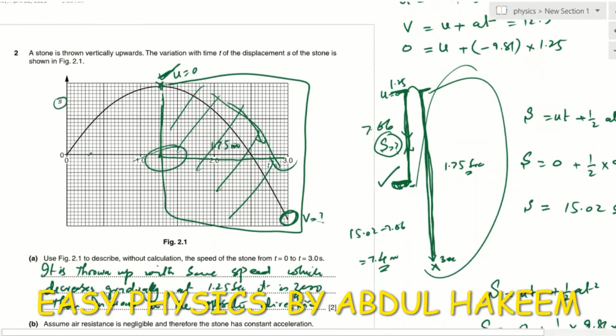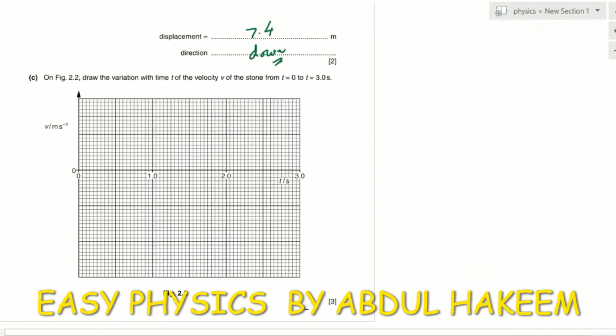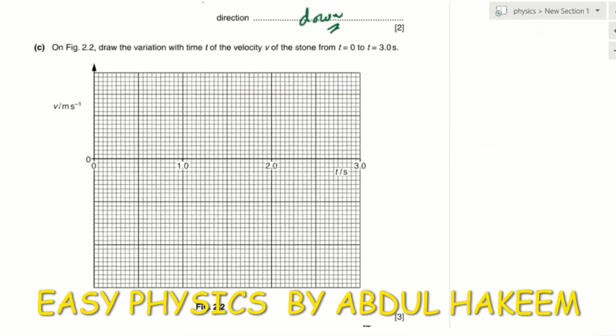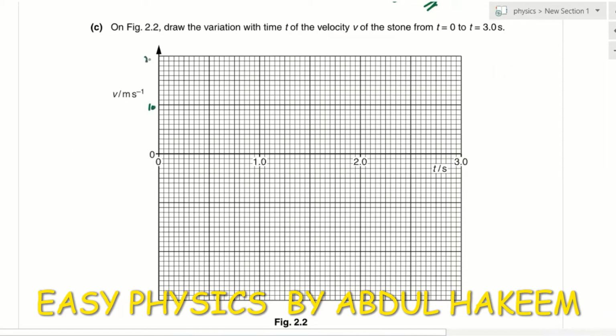So on the graph here, the scale at the y-axis, this is 10, this is 20, this is minus 10, this is minus 20, minus 30. And at the start, the speed is 12.3. So 11, 12, and 12.3. But the speed at 1.25 becomes 0. So this is the point.